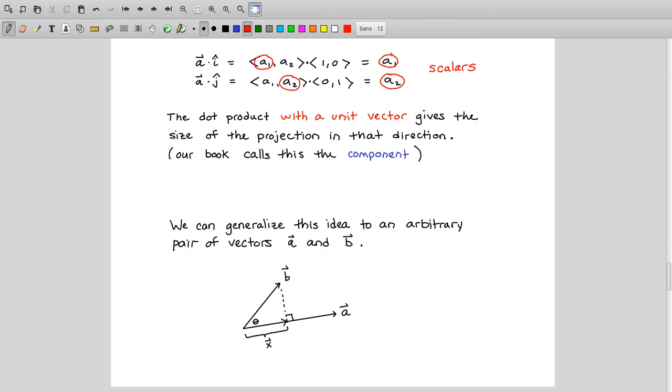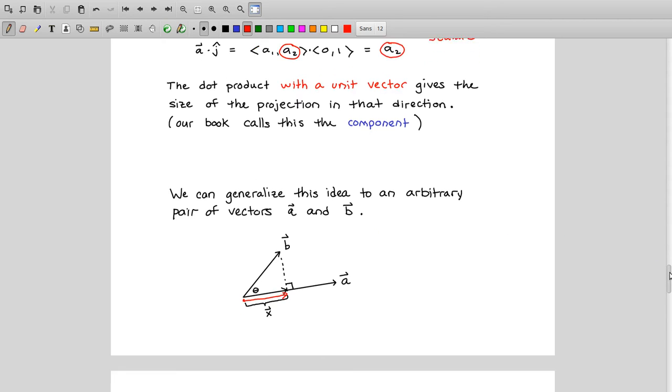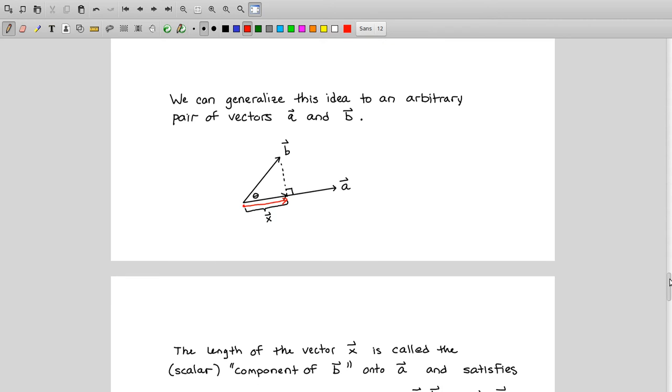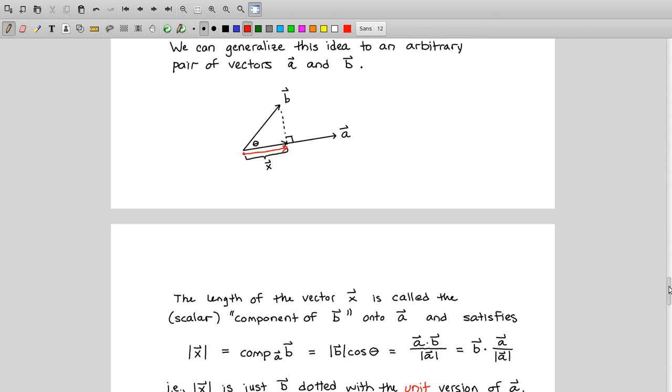So here's my vector b. I want to project it onto this vector a, and so what I'm really looking for is this vector here, which I've labeled x. What is the length of that vector, or what is the vector itself? The length of the shadow, or the vector describing the shadow. So this ends up happening quite frequently, and again, we can use dot products to do it.